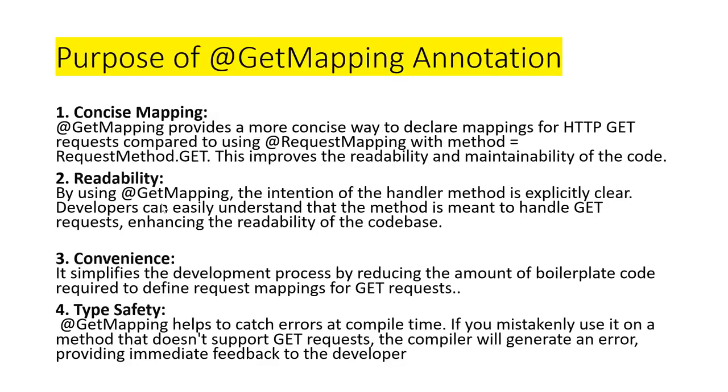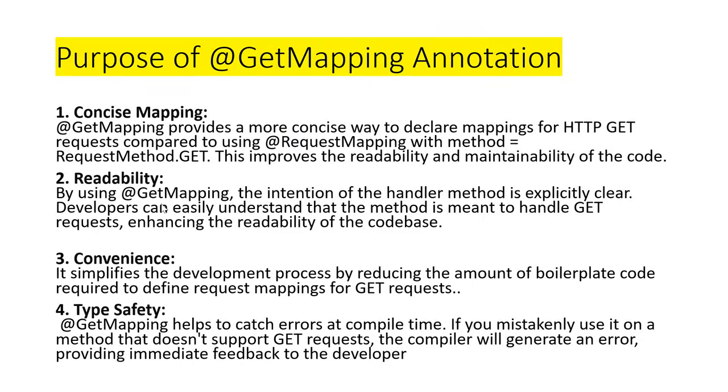So now let's see the purpose of the @GetMapping annotation. First is concise mapping. It is a more concise way to declare mapping for HTTP GET requests compared to using @RequestMapping with a method parameter where we define RequestMethod.GET. So this improves the readability and the maintainability of the code.